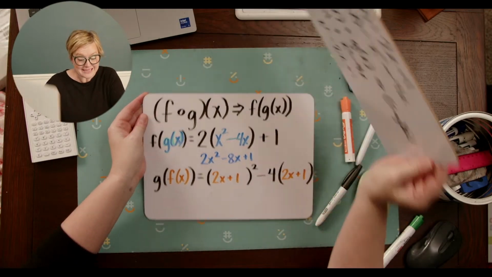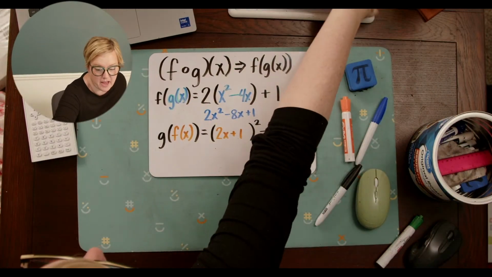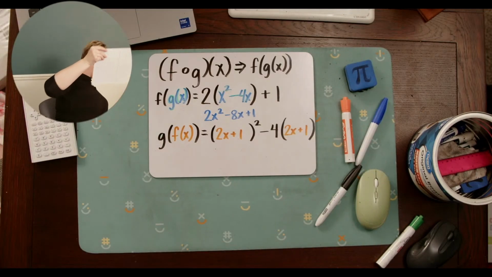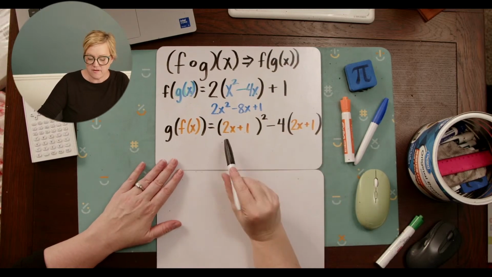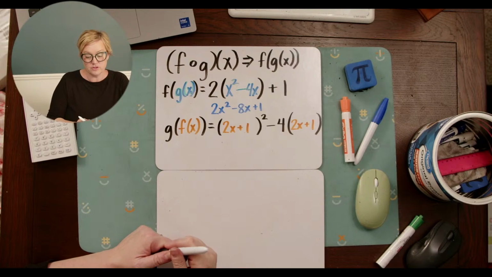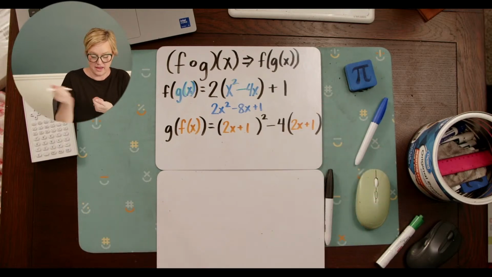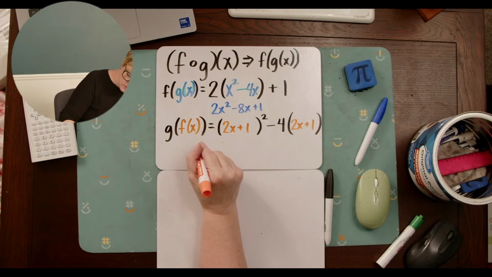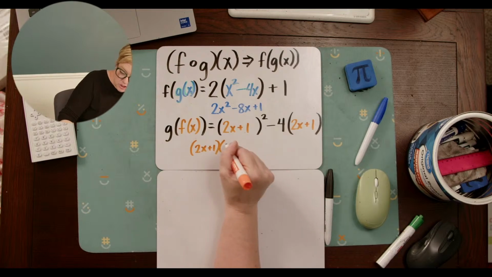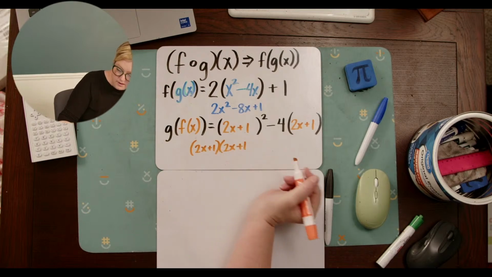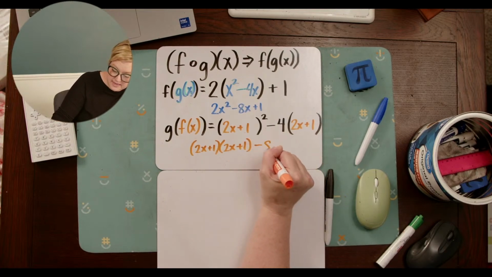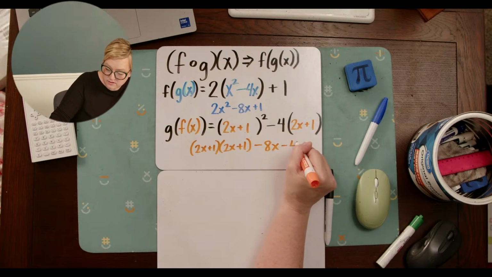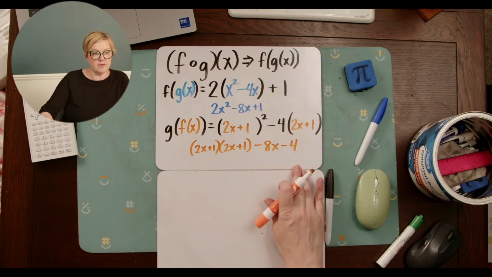Now again, it gets slightly more complicated because now it's not as easy as just distributing the 2 and moving on. Because now I've got this 2x plus 1 squared. Well, 2x plus 1 squared is 2x plus 1 times 2x plus 1. And then I've got this minus 4 that I need to distribute, so I've got minus 8x minus 4. So this is what I'm going to be simplifying.